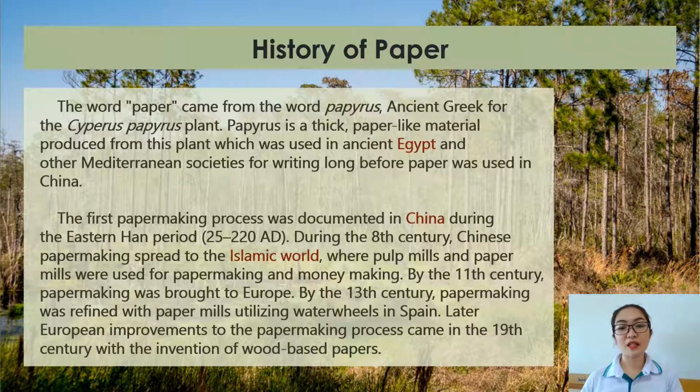During the 8th century, Chinese paper making spread to the Islamic world, where pulp mills and paper mills were used for paper making and money making. By the 11th century, paper making was brought to Europe. By the 13th century, paper making was refined with paper mills utilizing water wheels in Spain. Later, European improvements to the paper-making process came in the 19th century with the invention of wood-based paper.